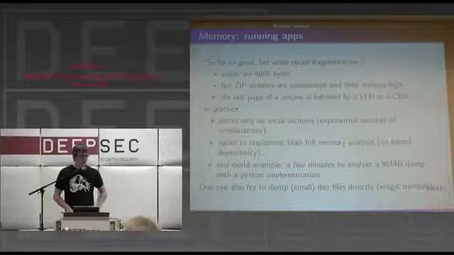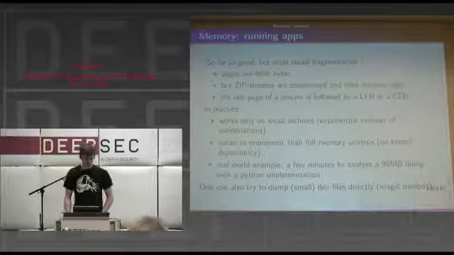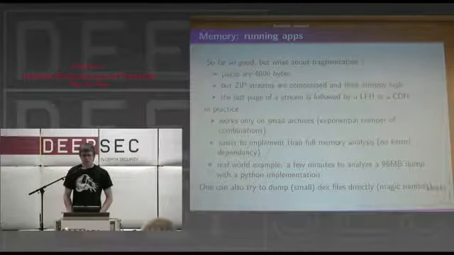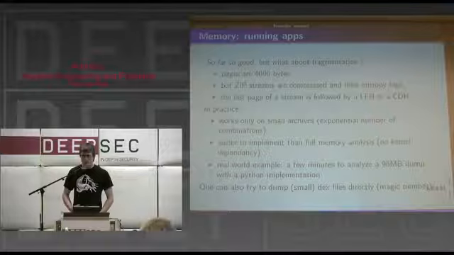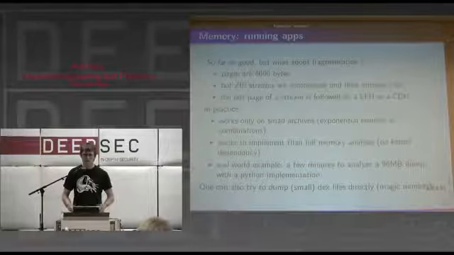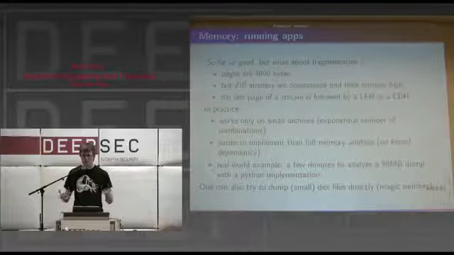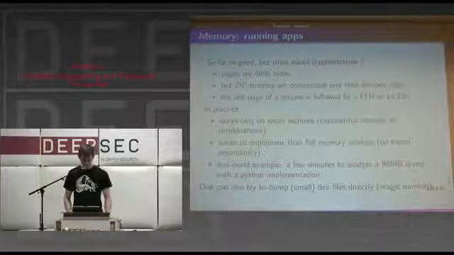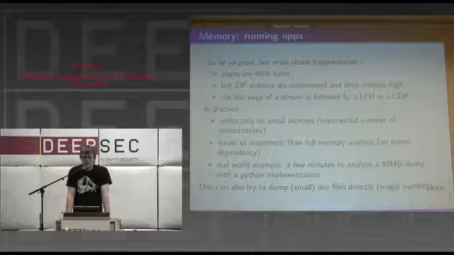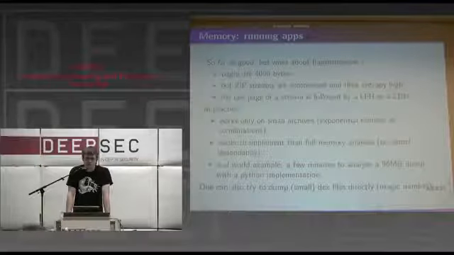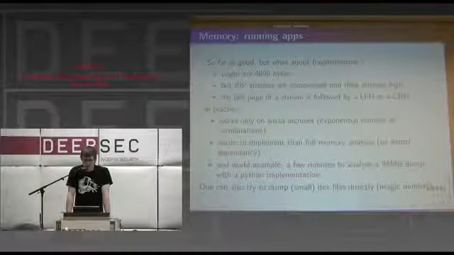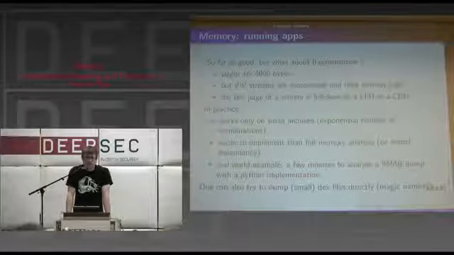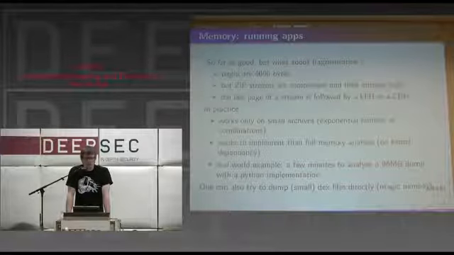And in practice, it works pretty well on small archives, not on bigger archives because there are an exponential number of combinations of pages once the zip file gets too big. You have too many possibilities to try to rebuild. But the advantage is that it's really easier to implement that full memory analysis because you have no dependency on kernel version, on architecture. It's completely generic. You can use it on any physical memory dump.